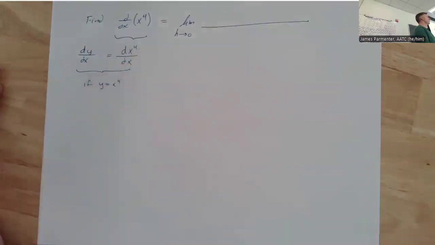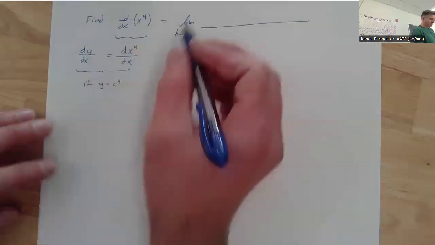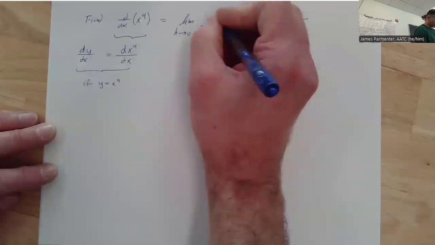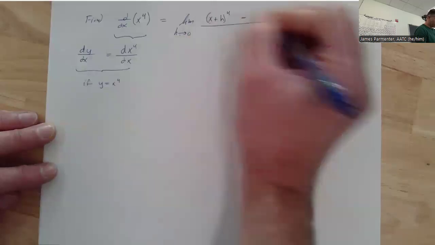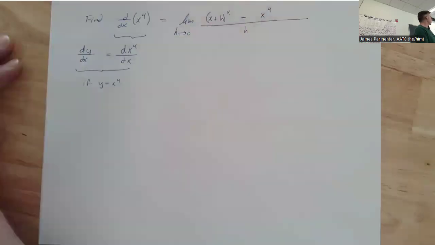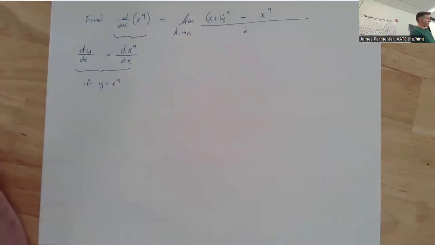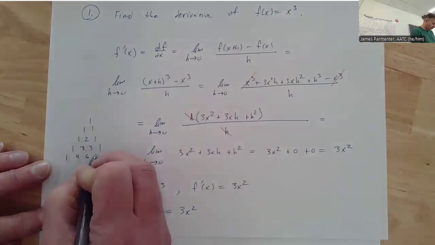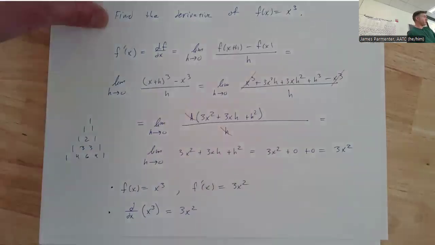Making that clear. So here we should have the limit as h goes to 0 of (x plus h) to the fourth power minus x to the fourth, all over h. And then we're going to do the same thing we did last time. In fact, I'm going to go back to my previous page for a second and write down the next line of Pascal's triangle, 1, 4, 6, 4, 1. So those are going to be my coefficients.